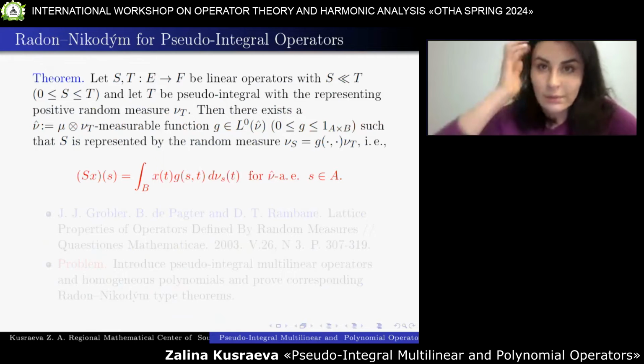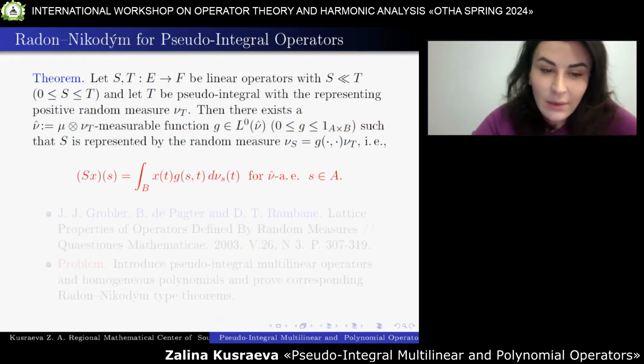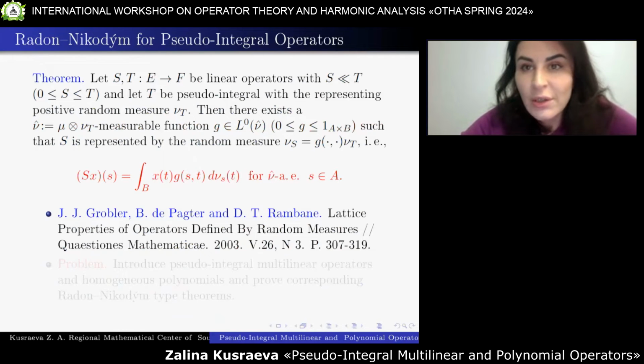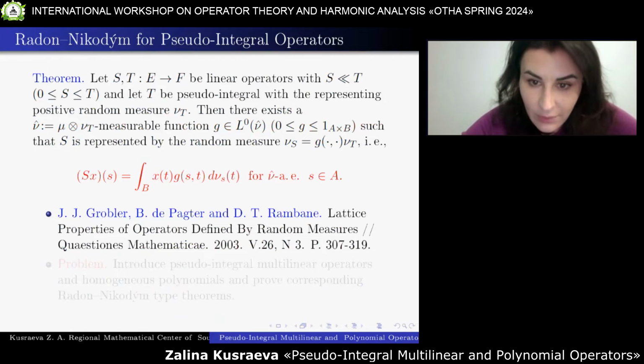operators, which was proved in 2003 by a group of mathematicians, Grobler, de Pagter, and Ramanet. The result tells us that if T is a pseudo-integral operator with representing random measure nu T, and some operator S is absolutely continuous with respect to T, then S is also a pseudo-integral operator, and its representing random measure is obtained from nu T by multiplication by the kernel G, which is a measurable function of two variables.